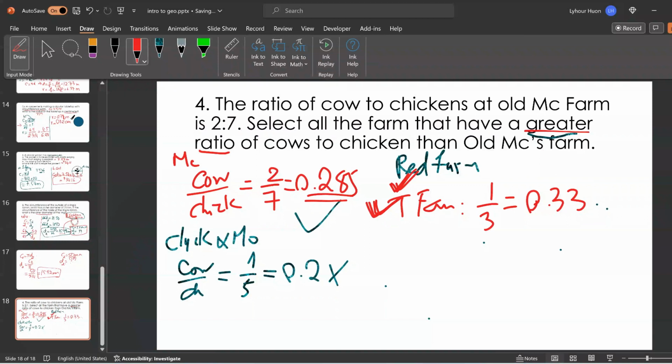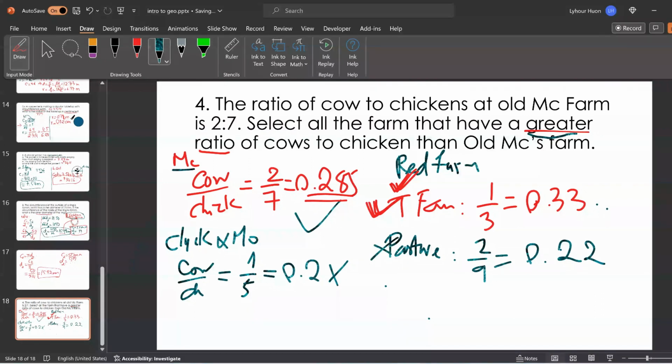Next is Pasture. Okay, Pasture. 2/9 is 0.22. So now, which one is greatest? The Old McDonald's Farm is greater. So this is smaller, right? So Pasture is smaller. We don't look for the smaller one. So this is no, right? Okay.